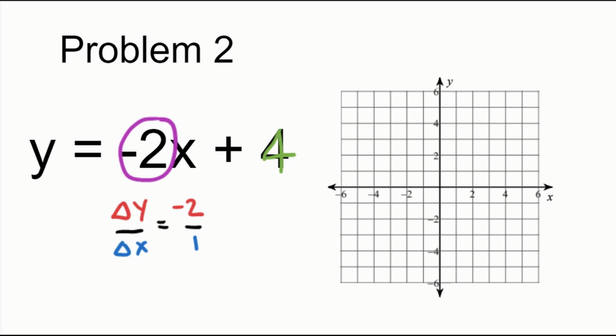Taking a look at our graph, we know that our y-intercept is at 4. So looking at our y-axis, we're going to put our first point at 4. We know that our change in y is negative 2. So from our starting point, we're going to count down 2.